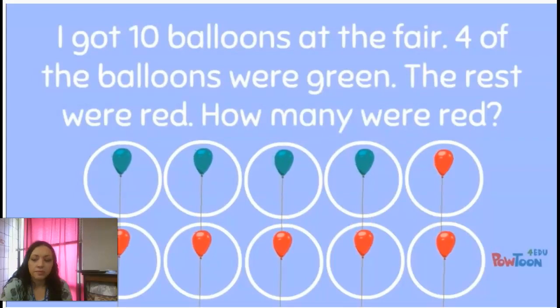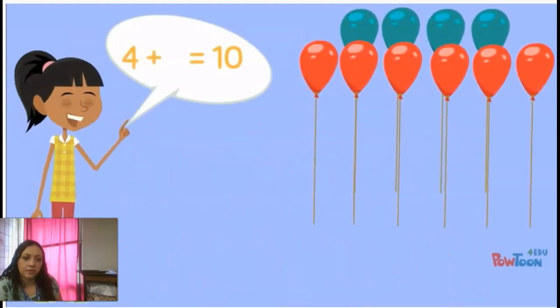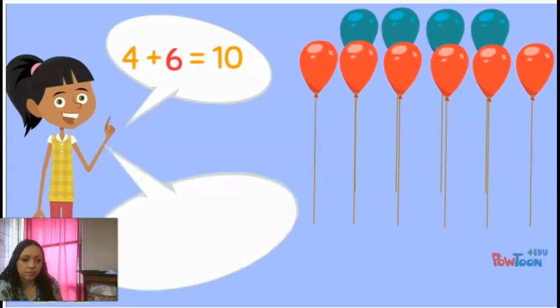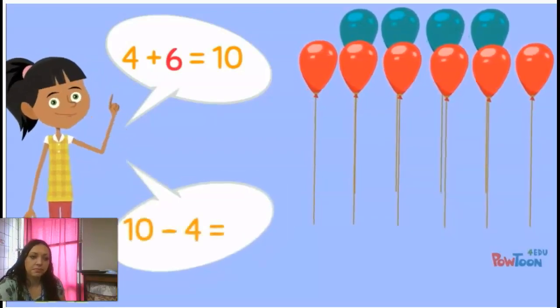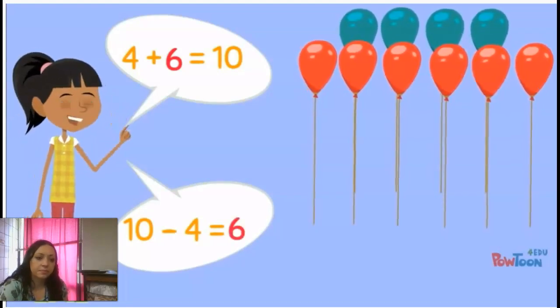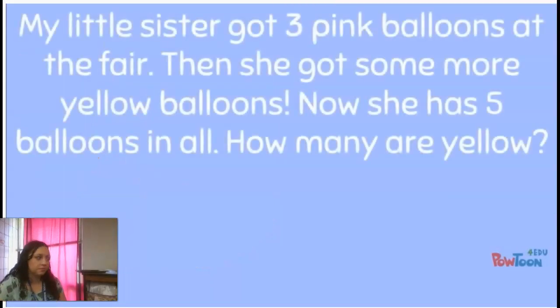So do you know what the missing part is? I can add to solve this problem. 4 green balloons plus 6 red balloons equals 10 balloons in all. Or I can subtract 10 balloons in all minus the 4 green balloons equals 6 red balloons. So the missing part was 6. Here's one you can try on your own. My little sister got 3 pink balloons at the fair. Then she got some more yellow balloons. Now she has 5 balloons in all. How many are yellow?